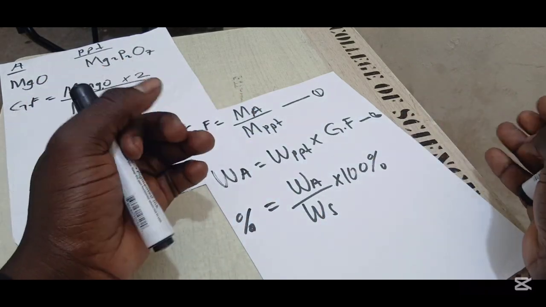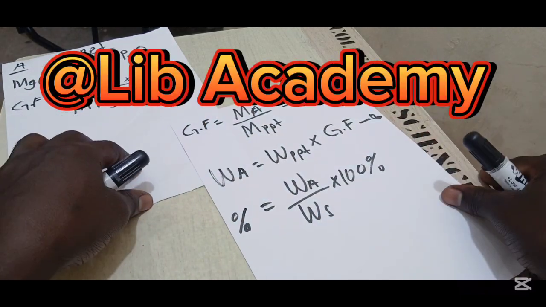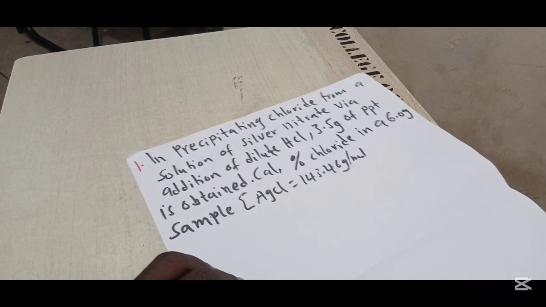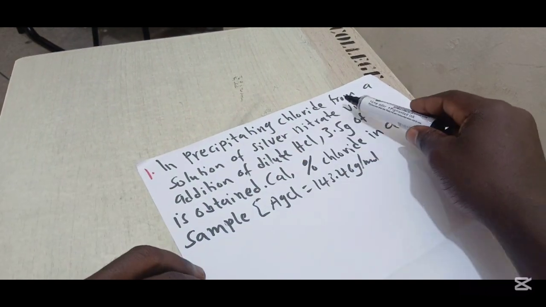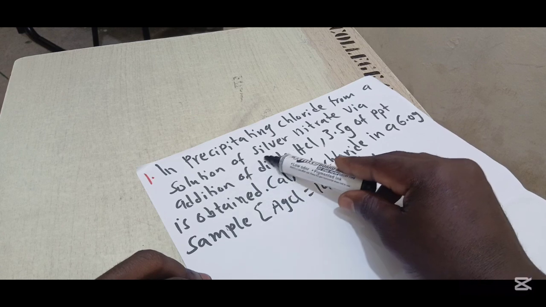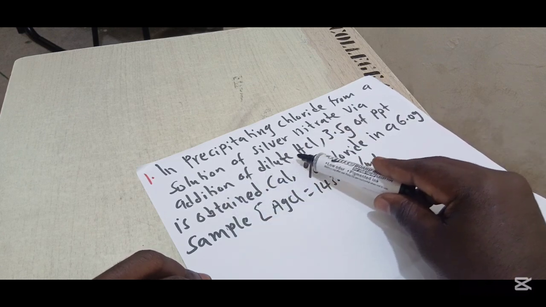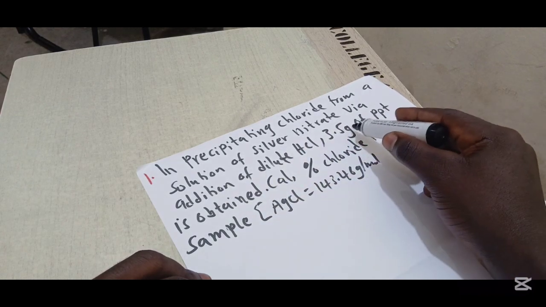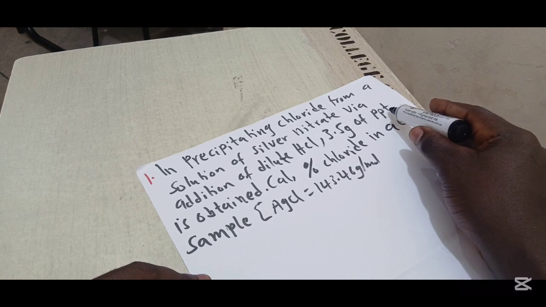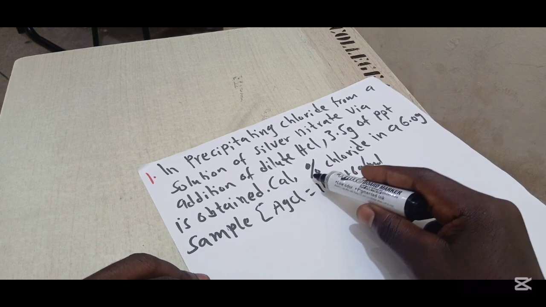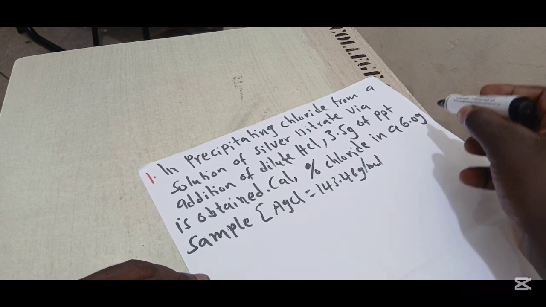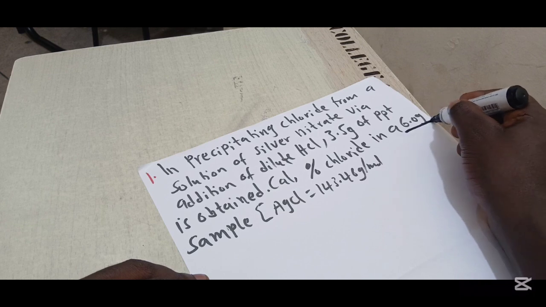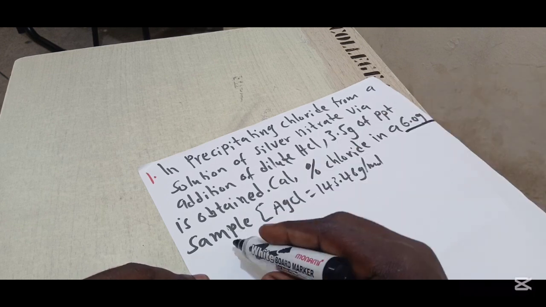We'll be solving a lot of examples in this video, different examples. I mean, the questions are in different forms for us to be well equipped. In precipitating chloride from a solution of silver nitrate via addition of dilute HCl, 3.5 grams of precipitate is obtained. Calculate the percentage chloride in a 6.0 gram sample.